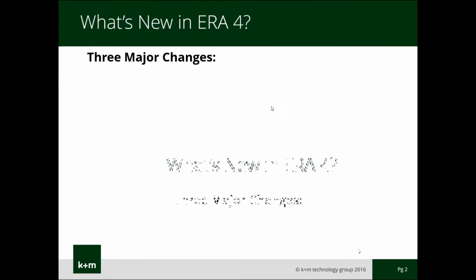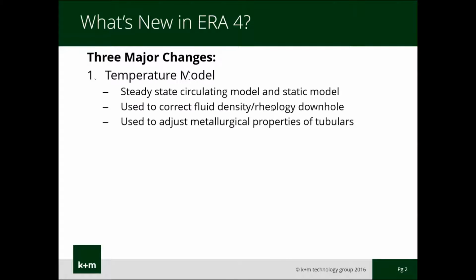Three major things that you should be aware of in ERA 4. We now have a circulating temperature and static temperature borehole model, and that is used to adjust our fluid density and fluid rheology due to downhole conditions, which gives us more accurate hydraulic predictions. We also use that temperature profile to adjust tubular metallurgical properties, both the minimum yield strength and Young's modulus.